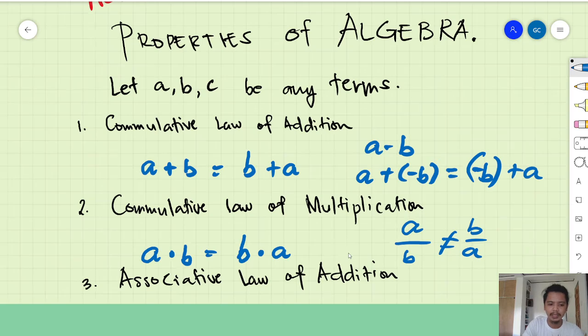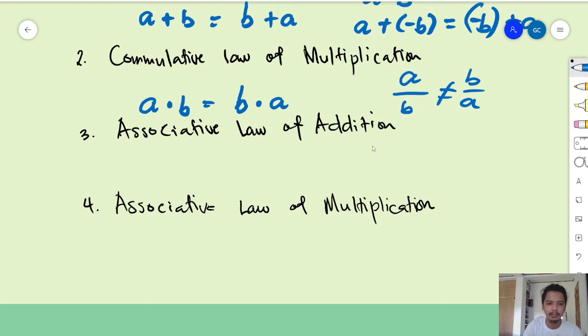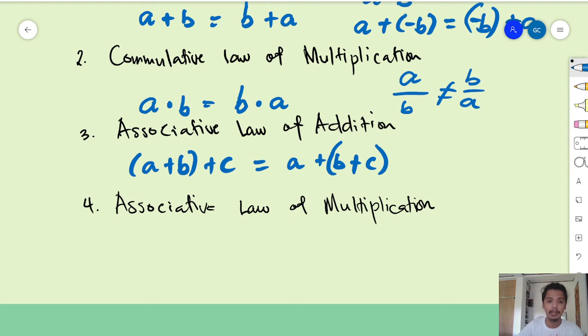Okay? So, ang next natin is associative law of addition. When we talk of associative law, associate, it deals with the groupings. So, when we talk about groupings, parang ganito na. If we have A plus B na naka-parenthesis, then we added that to C, another term, that is also same with saying like this. We have A plus, ang naka-parenthesis natin ay yung B plus C.